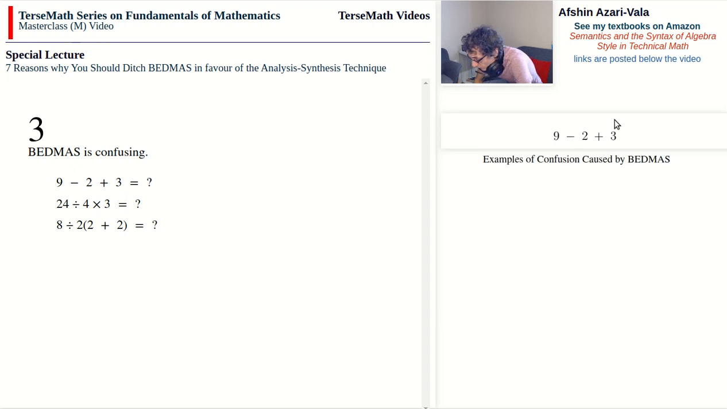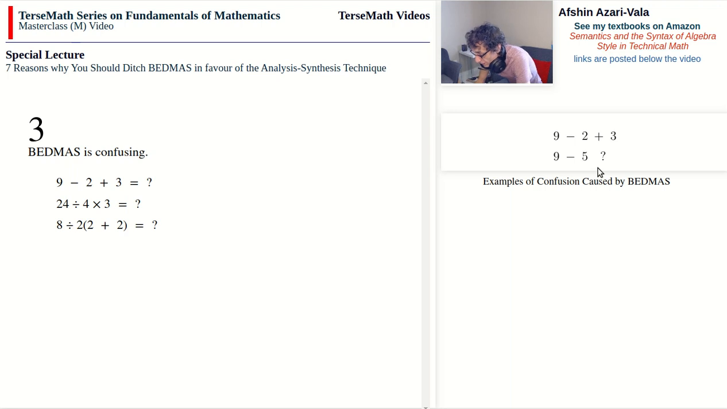So the first one, which is 9 minus 2 plus 3, can be pretty confusing because with BEDMAS, addition comes before subtraction, and therefore the implication would be that we should add 2 and 3 to get 5 and then subtract that from 9. This is in fact incorrect. And it's interesting that the person who brought this to my attention was actually a physicist. She came up to me one day and said that she has found a problem with BEDMAS, and BEDMAS implies that addition should be done before subtraction, which means we get 9 minus 5, and that it's incorrect.